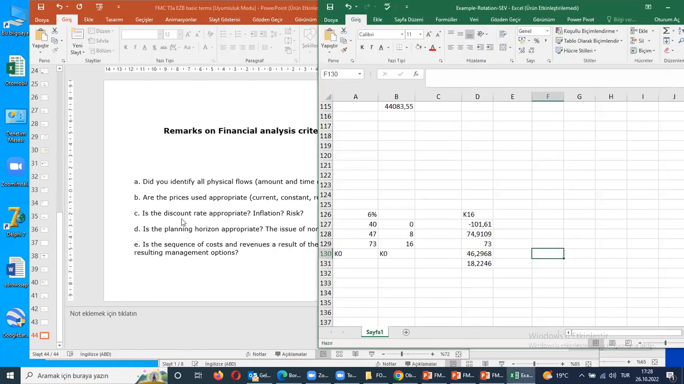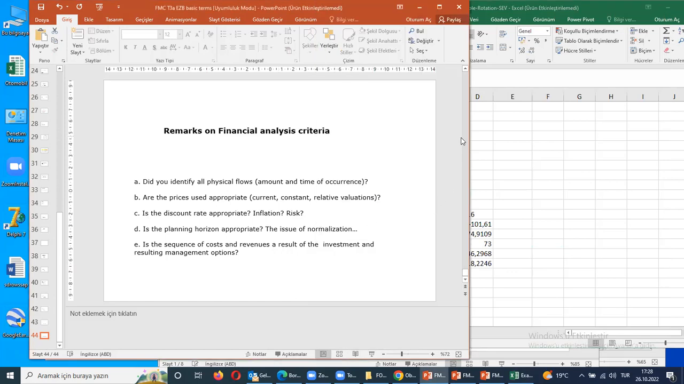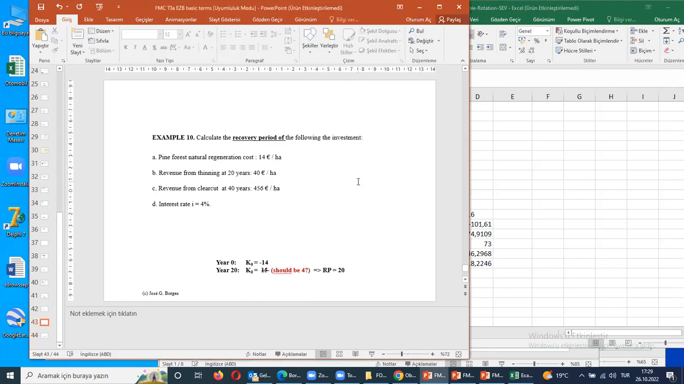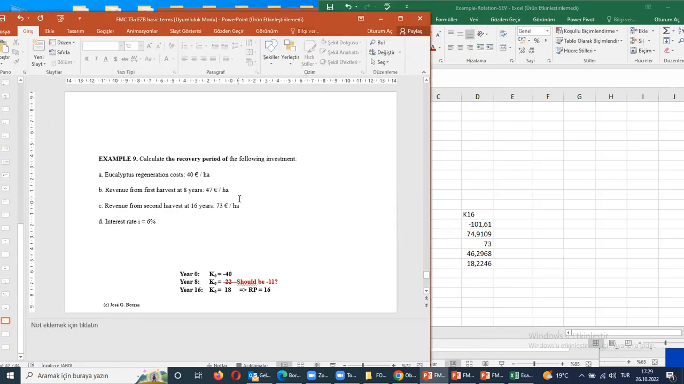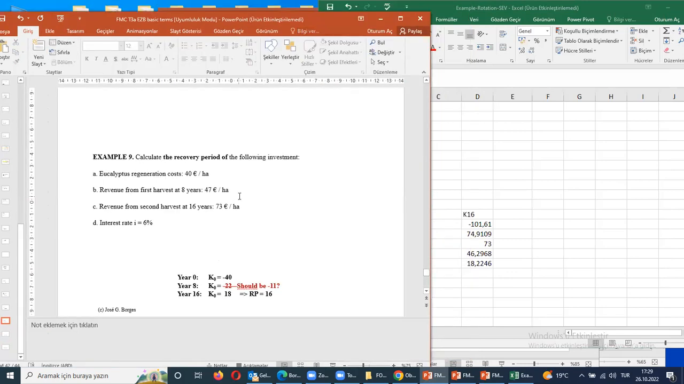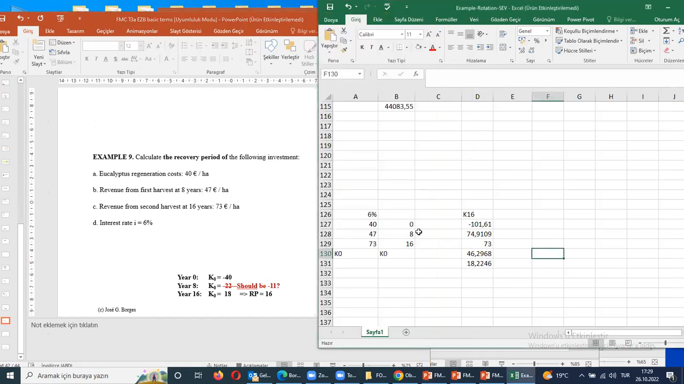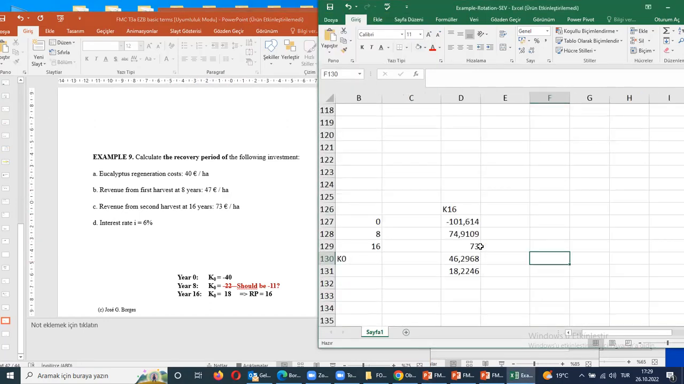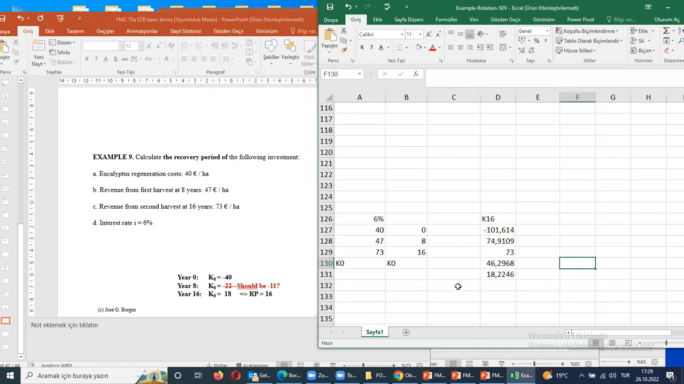Let's take a look at the example over here. Can you see the example on the left hand side? So we will calculate the net present value at age 0, 8, and 16, as you can see on the right hand side.